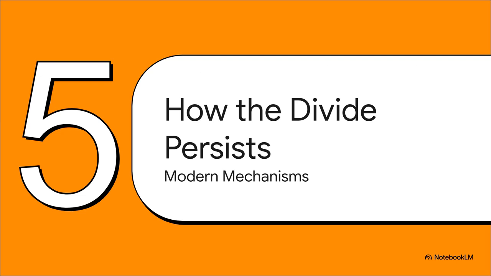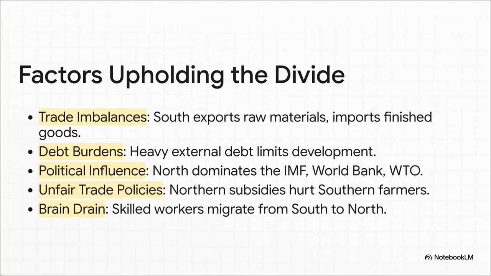So, that brings us to a huge question. If colonialism is in the past, why is this divide still so persistent and massive today? Let's break down the modern-day reasons that keep these patterns going. Well, a whole bunch of things keep this system chugging along. For starters, those old trade imbalances are still a thing.